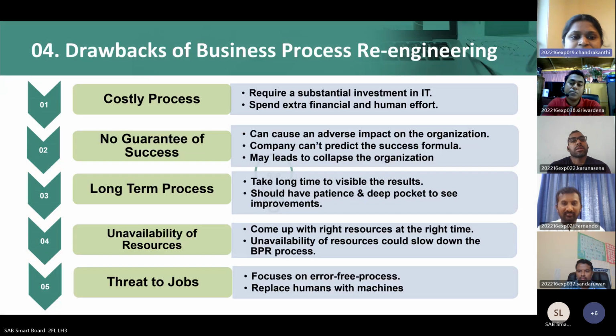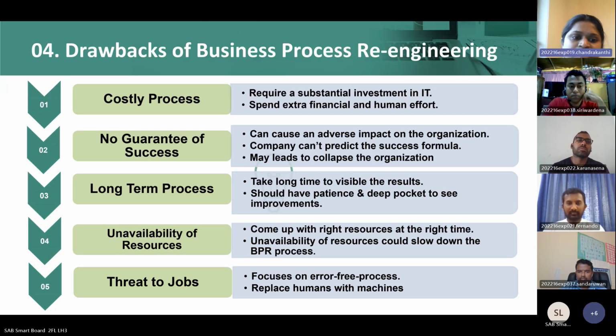Today I'm going to explain about drawbacks of business process reengineering. My first point, business process reengineering is a costly process. It requires a substantial investment in IT along with proper planning, teamwork, and exceptional implementation. Companies spend extra financial and human effort from the initial point to the end of the process.